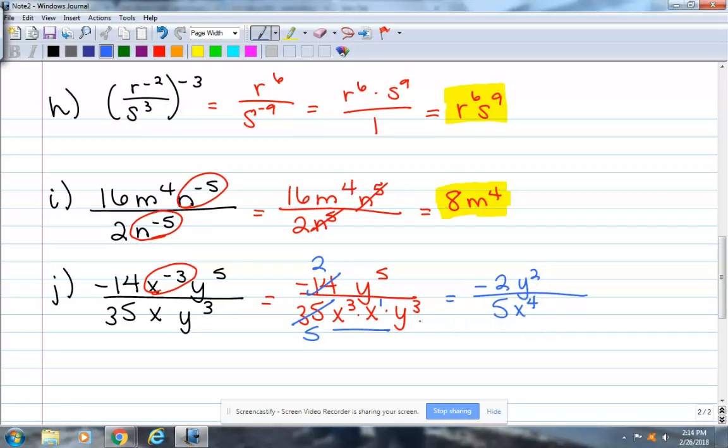Or you could just put a y squared on the bottom. Because if you put a -2 on top, you'd have to put a y squared on the bottom. So it's saving you a step. Big kid gets leftover, saves you a step.